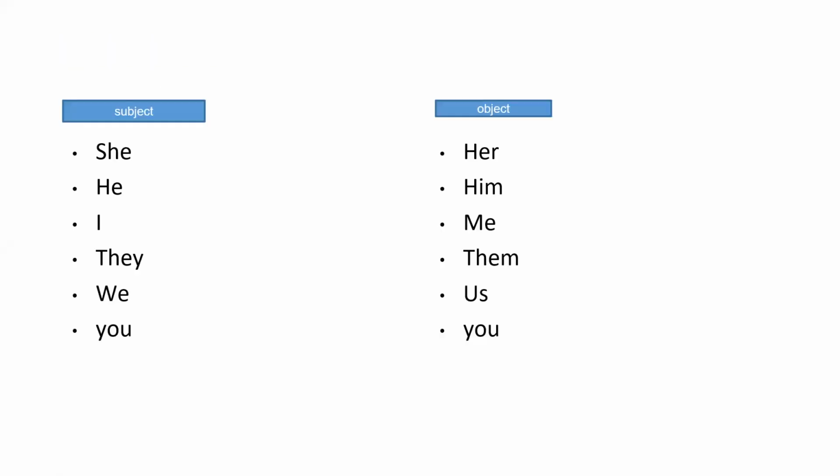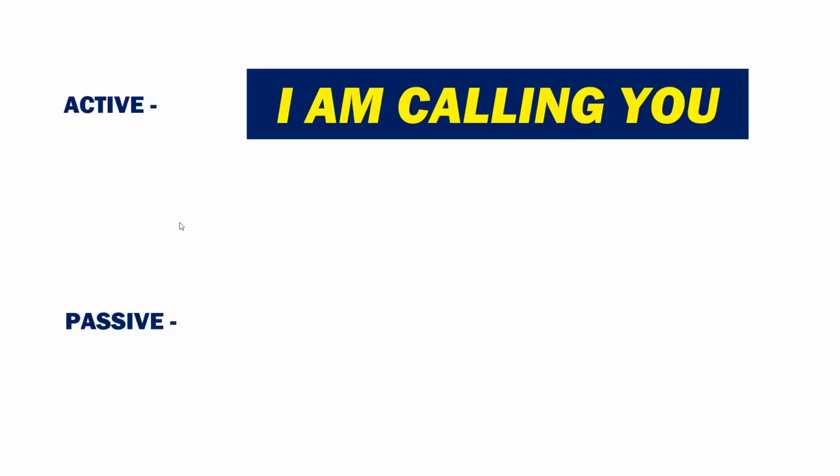Okay, now this is a list. If the subject is she, what will it convert to in the object? And if it is an object, it will be vice versa. She converts to her. He, him. I, me. They, them. We, us. You, you. Vice versa: her becomes she, him becomes he, me becomes I, them becomes they, us becomes we, you becomes you. Okay? That we will discuss later on.